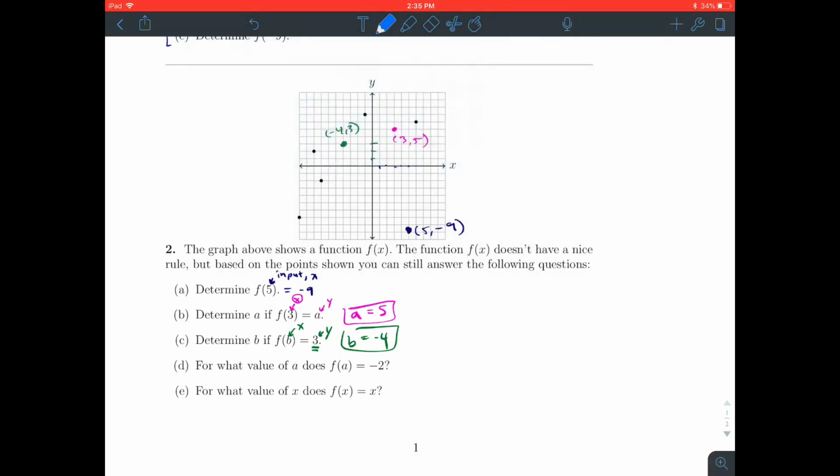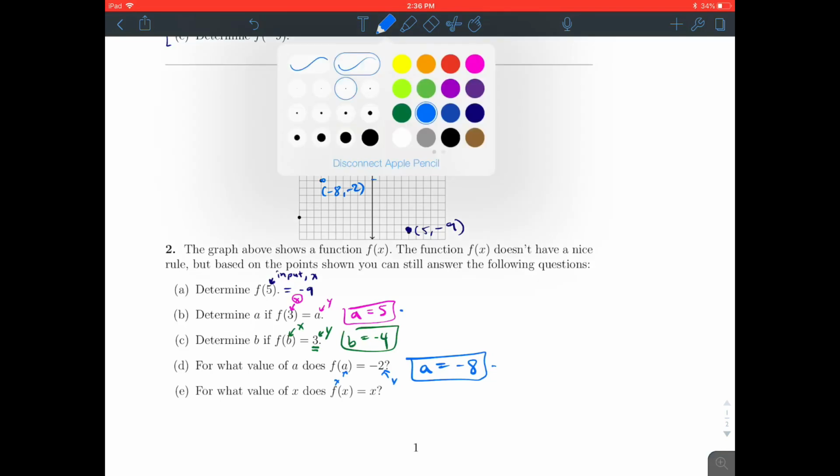Changing colors again. For what value of A does f of A equal -2? So A is the input value, x, it's unknown. That means -2 is the output value, that's y. So we go to -2 on the y-axis. It looks like in order to get to -2, we have the point (-8, -2). So it must be that in this problem, A is -8. Different A than here, right? The 2 A's are different.